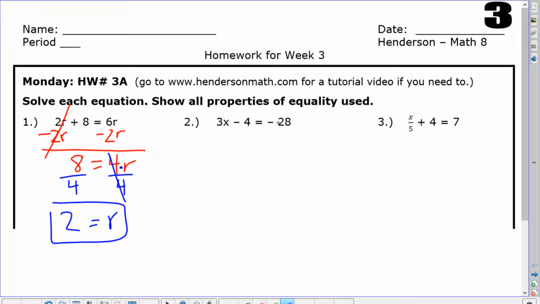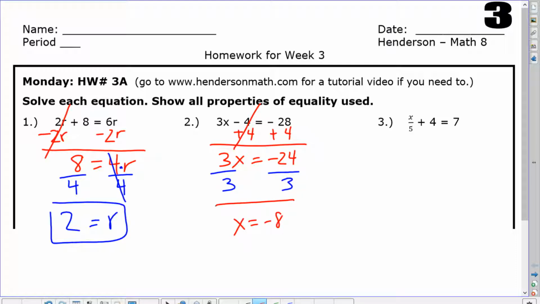In question number 2, the right side of the equation is a constant. Therefore, I need to move all of my constants to the right side. This is a variable term. This is a constant. So let's add 4 this time. 3x is my rewrite. 4 and negative 4 are inverses, and negative 28 plus 4 is negative 24. We'll complete the problem by dividing both sides by the coefficient and get our final answer.